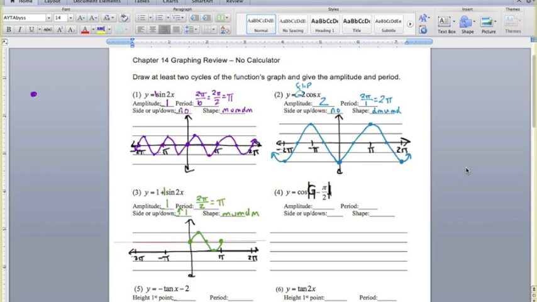This graph should look exactly like the graph for problem number 1, because the equations are exactly the same except for that plus 1, which is just going to take the whole graph and bump it up 1 line. Otherwise, it looks exactly the same.